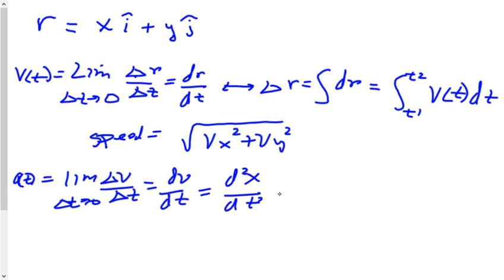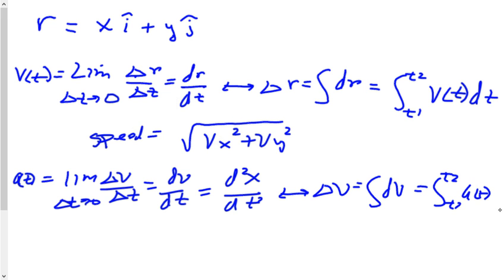And of course, back and forth, delta v equals the integral of dv, which equals the definite integral from t1 to t2 of our acceleration versus time, and I'll sneak a dt right here. So this is stuff that we've done in our last chapter, except now we're going to be applying it to two-dimensional motion.